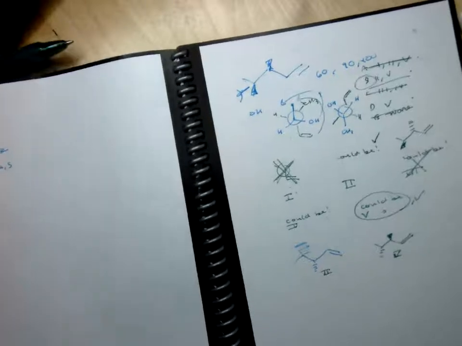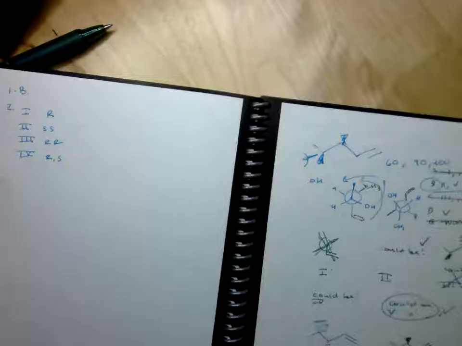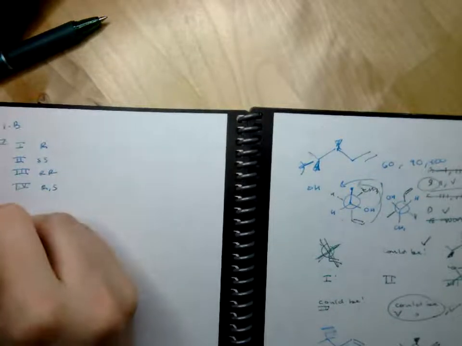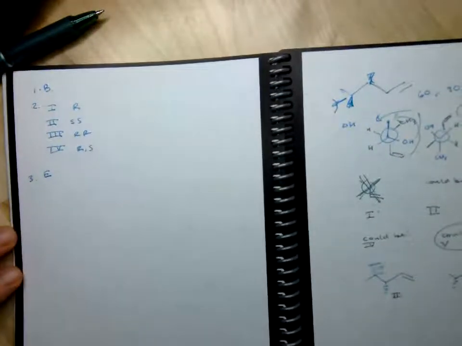Okay, 3 asked which of the following is a pair of diastereomers? And the answer was E. There's more than one of these that is a pair of diastereomers.